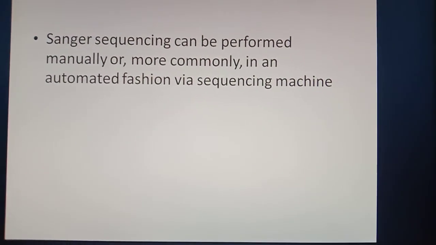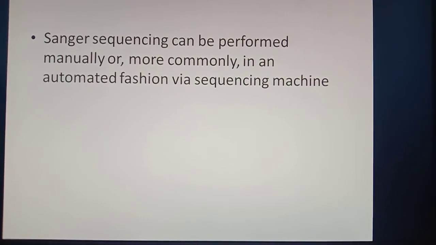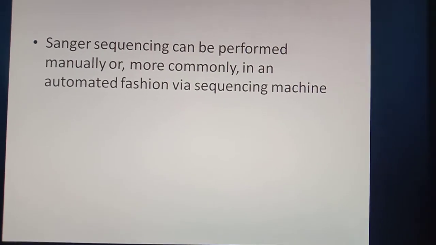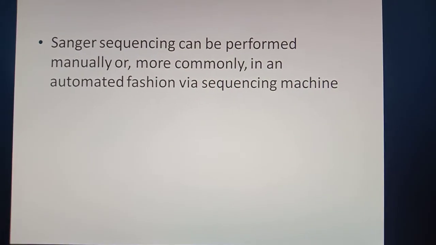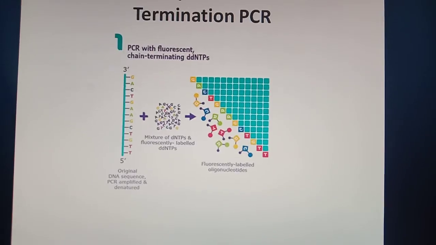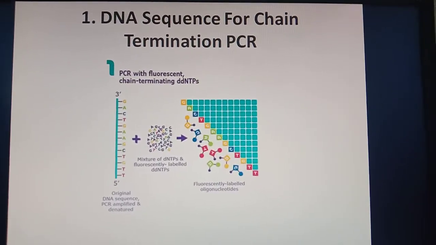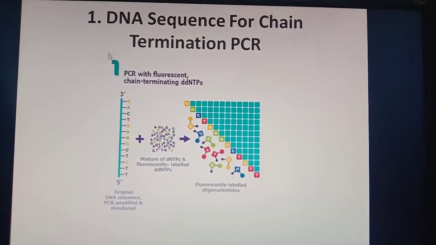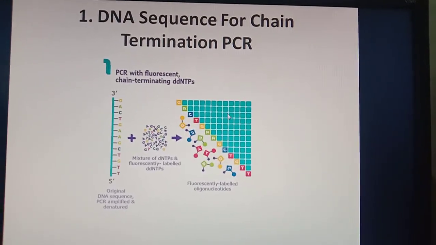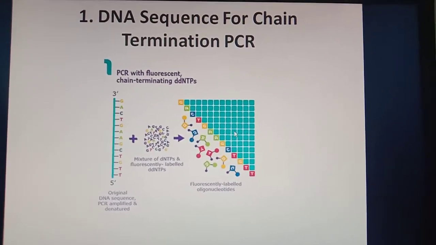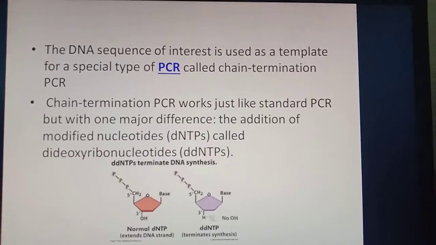Sanger's sequencing technique can be performed manually or it can be automated in a sequencer machine. Now nobody is going for manual sequencing, everybody is using the automated sequencer. The sequencing method has 3 steps. The first one is DNA sequence termination using PCR.